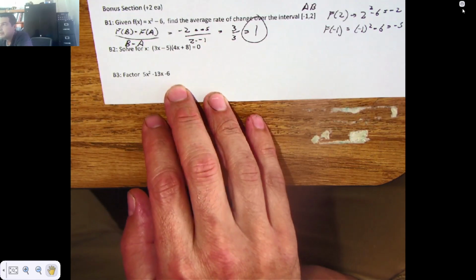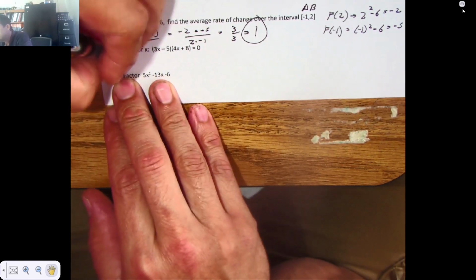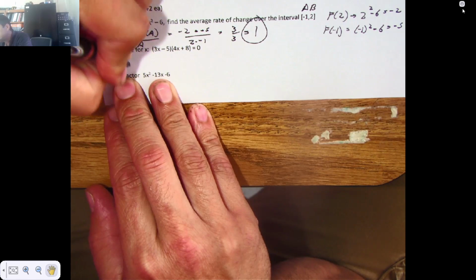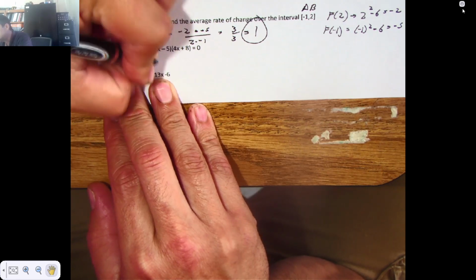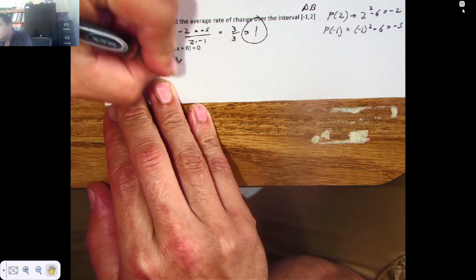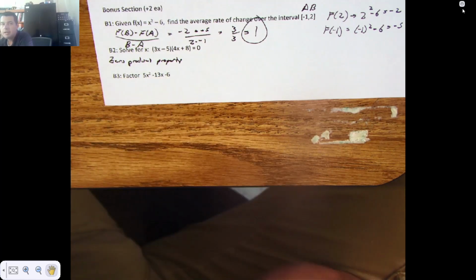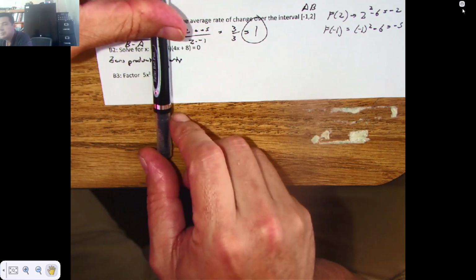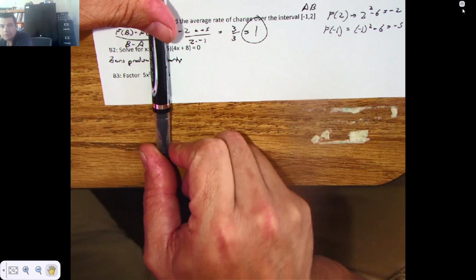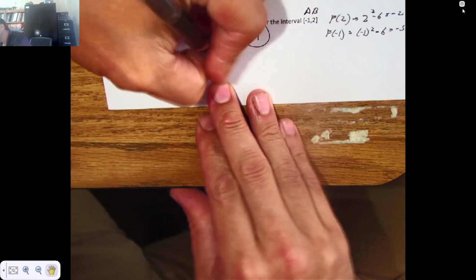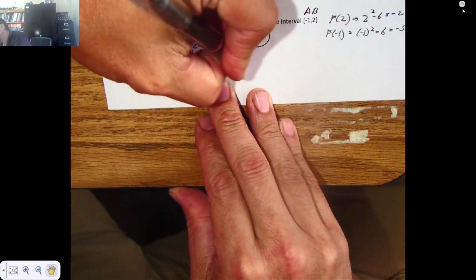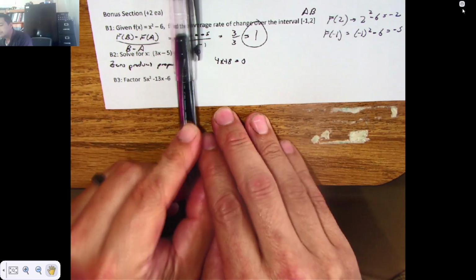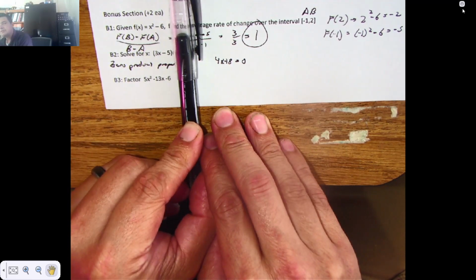Bonus 2, solve for x. This is actually called the zero product property. You should Google that if you don't know what it is. You were taught to take some object and cover up a set of parentheses. So now it says 4x plus 8 is 0. Or if I cover up that set of parentheses, 3x minus 5 is 0.